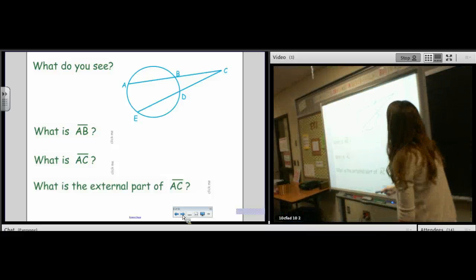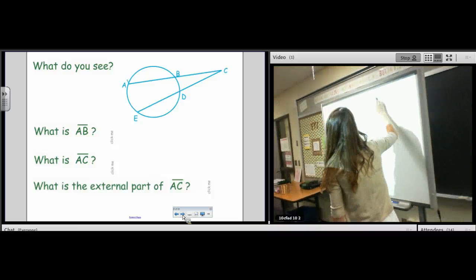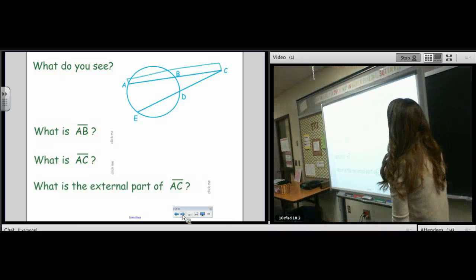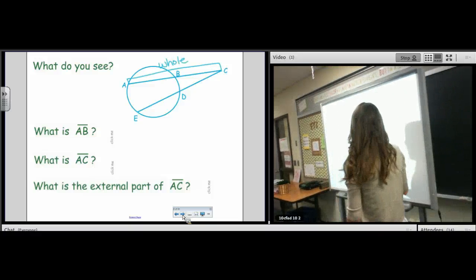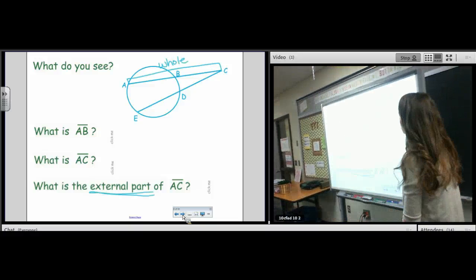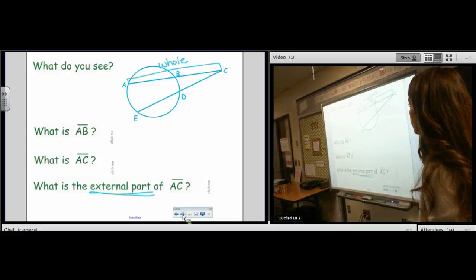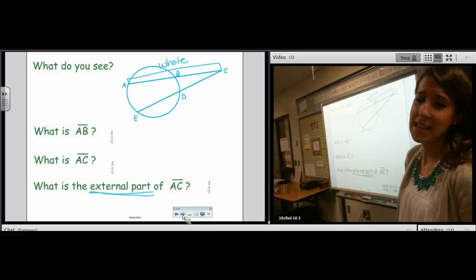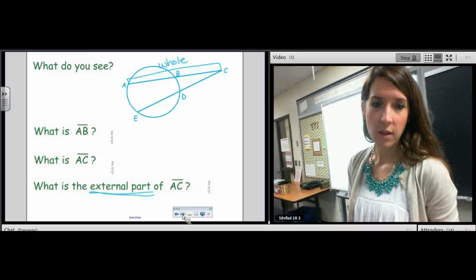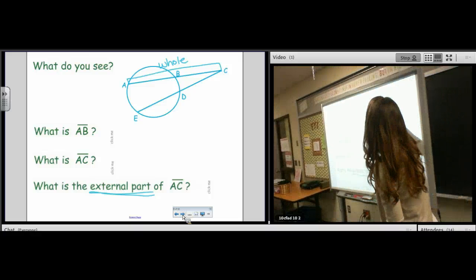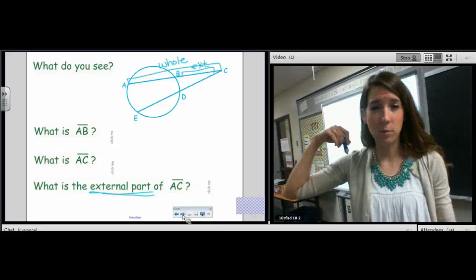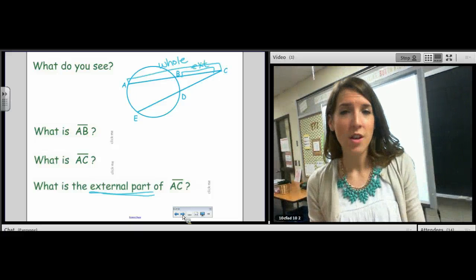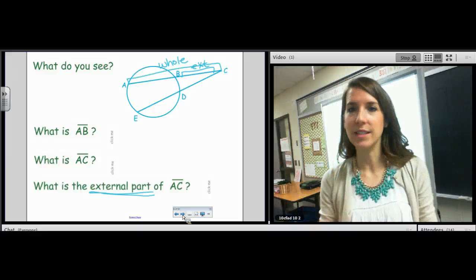So what I'm saying is that in the theorem we're about to learn, we're going to call this the whole segment. And I'm asking which part would be the external segment. AB is the internal. So very good, Jenny. BC would be the external. So we need to know what I'm saying when I say external. We're going to need it for this next theorem.